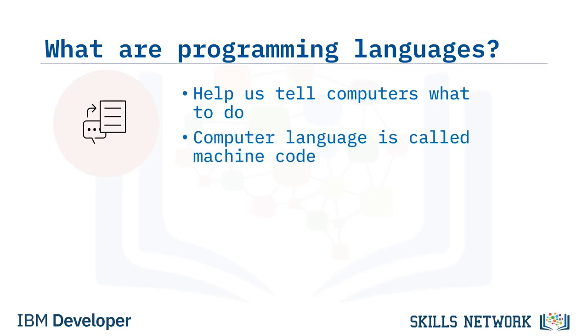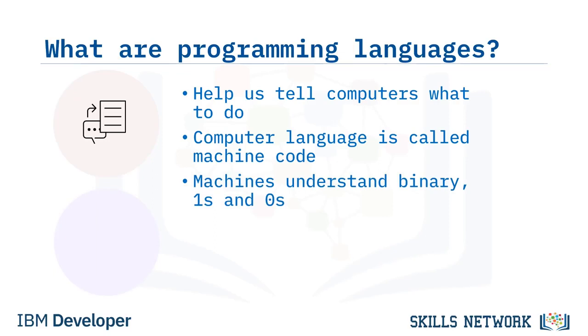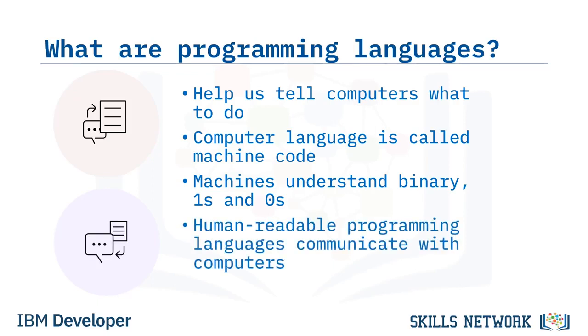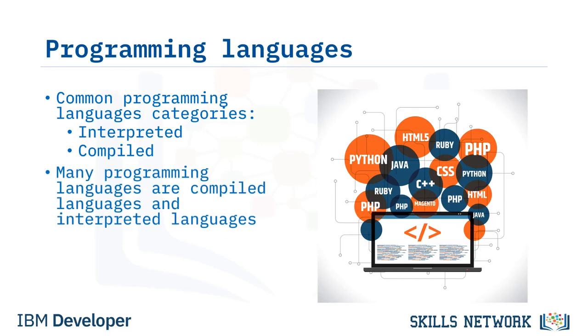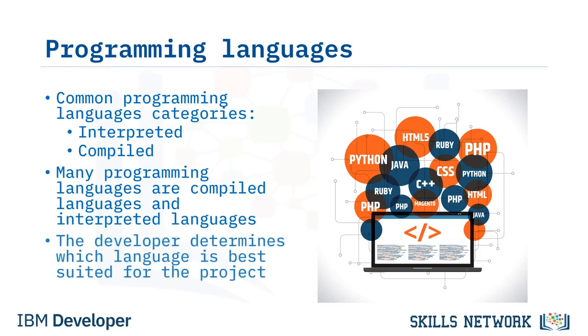Computers don't use human language, they use their own language called machine code. Machines understand binary code, that is, ones and zeros, so to make communicating with computers easier, we have human-readable programming languages. Two common categories for programming languages are interpreted and compiled. These are broad categories, and there are many programming languages that are classified under compiled languages and interpreted languages. The purpose of the project helps a developer determine which programming language is best.